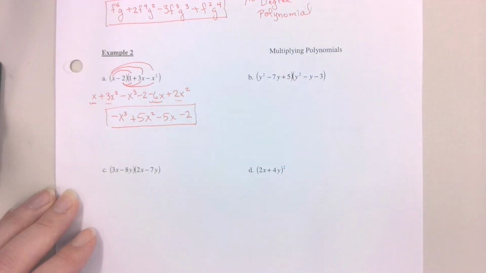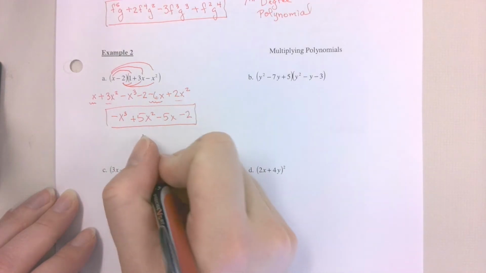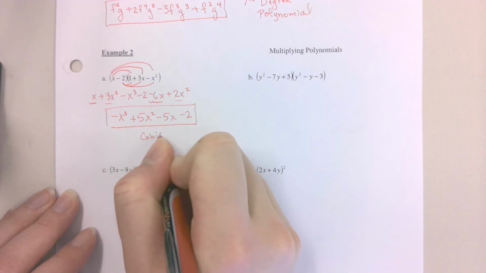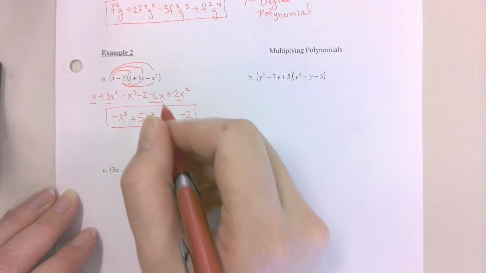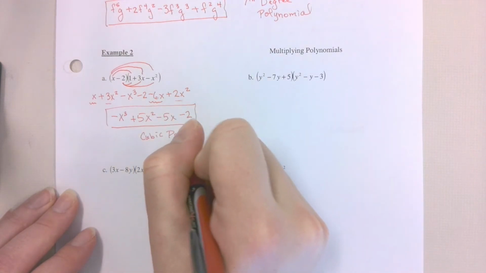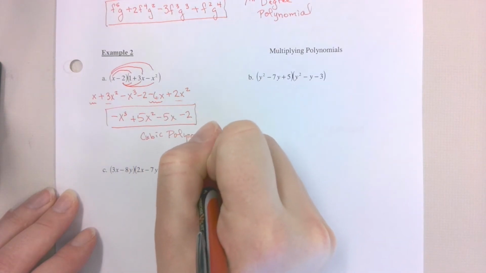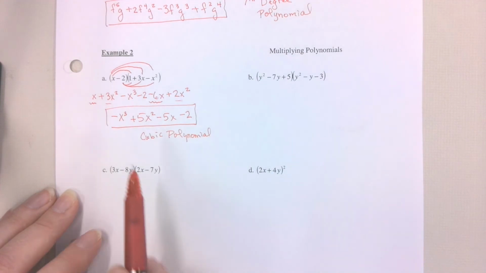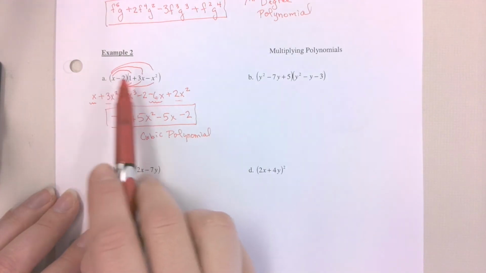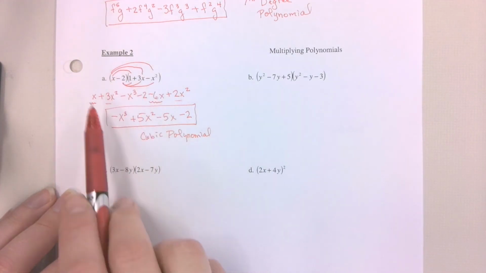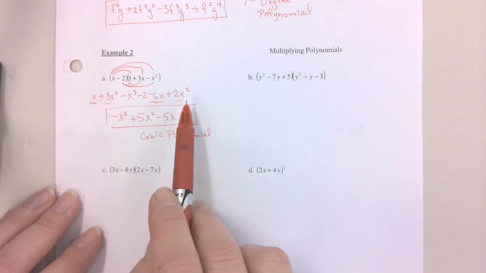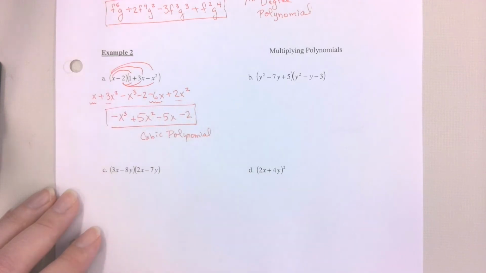And we would name this by degree 3, so it'd be cubic. And since there's more than 3 terms, it's a cubic polynomial. So again, I chose to distribute the first term, distribute the second term, and then just write it all out horizontally. If I run out of room, I'd have to continue on.